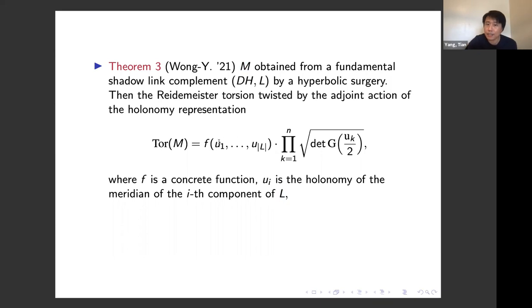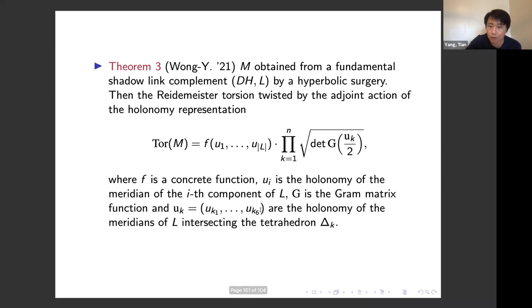Since they determine the hyperbolic structure, they determine the torsion. So it makes sense to write this torsion in terms of these parameters. And G is the Gram matrix introduced in the previous slides. And here u_K is the six-tuple of the holonomy of the meridians of the components of L intersecting the K-th tetrahedron. Okay, so that's our result.